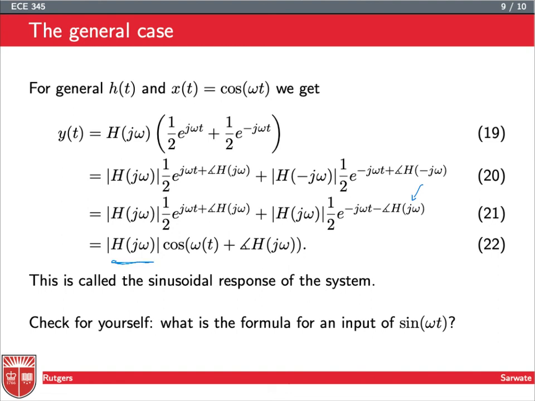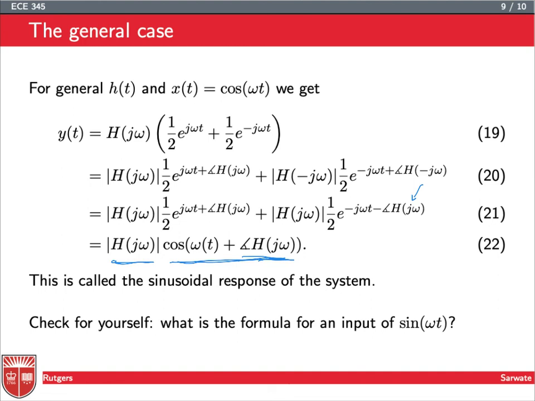We have the magnitude, and back to our cosine, we have a cosine now with a phase shift of h of j omega. This is called the sinusoidal response of the system. We put in a cosine of omega t, and we get back out the same cosine of omega t, with a magnitude gain and a phase shift. That's the same as we saw for discrete time as well.